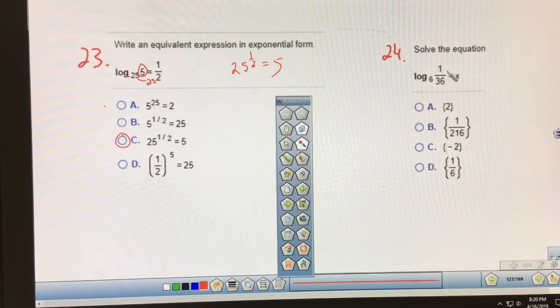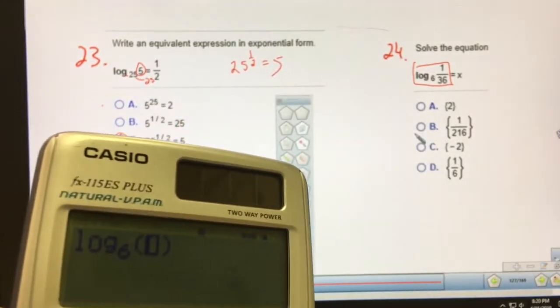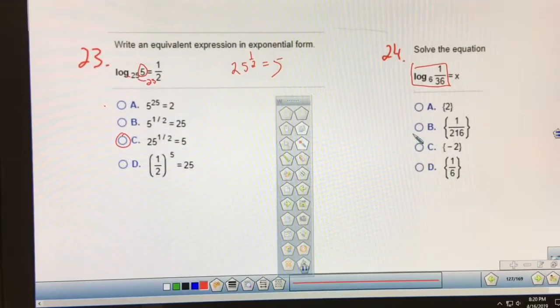This one, I want to solve it. Nothing necessary to do other than type that in like it looks into the calculator. So again, I'm going to use that log base button. For the base, I'm going to place the 6. Right arrow, fraction bar, 1 over 36. Type it in just like it looks. It's really convenient, and that gives me -2 as my answer.